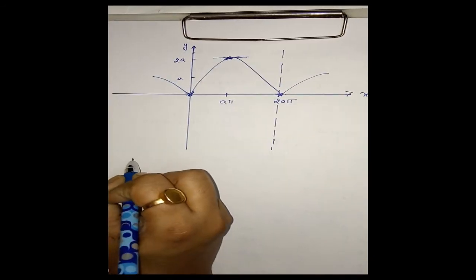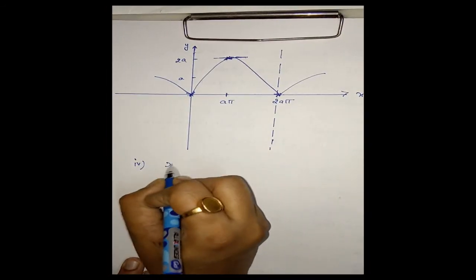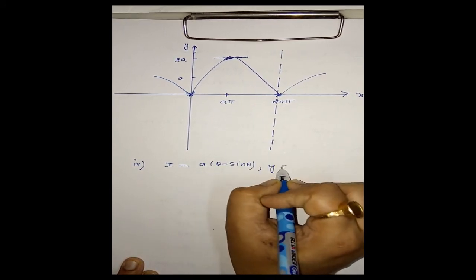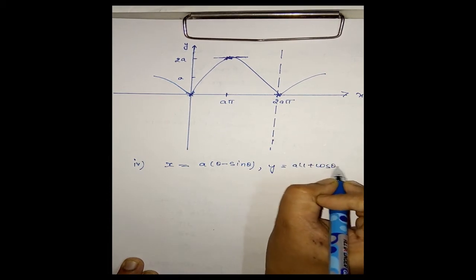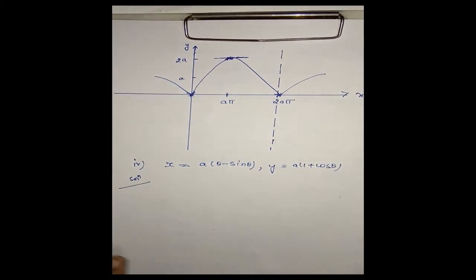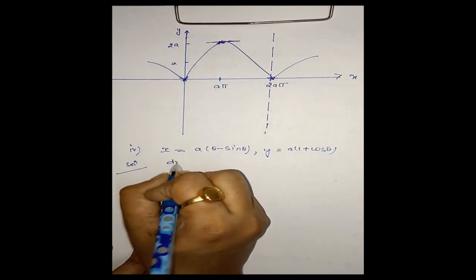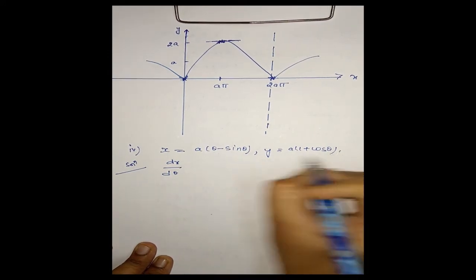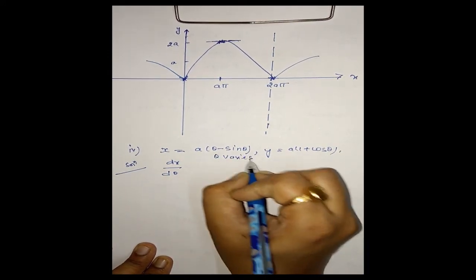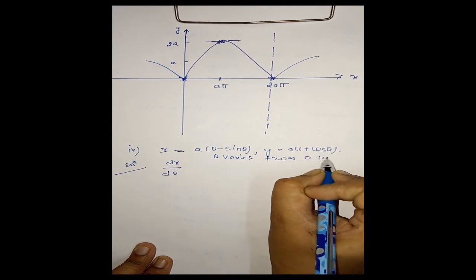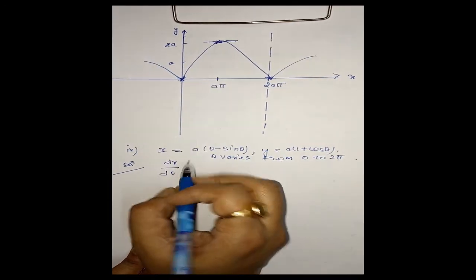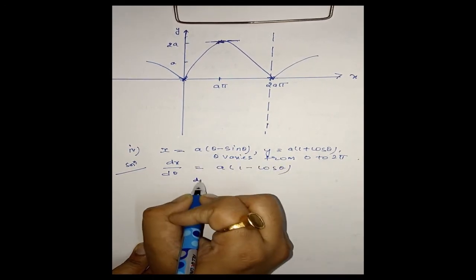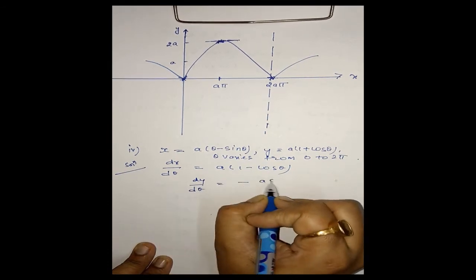Okay. Same way, example, x is equal to a theta minus sine theta, and y is equal to a 1 plus cos theta. Let us trace this curve also. Interval here is, as theta varies from 0 to 2 pi. Here also interval is 0 to 2 pi. Okay. Let us find dx by d theta. This is a 1 minus cos theta, and dy by d theta is minus a sine theta.